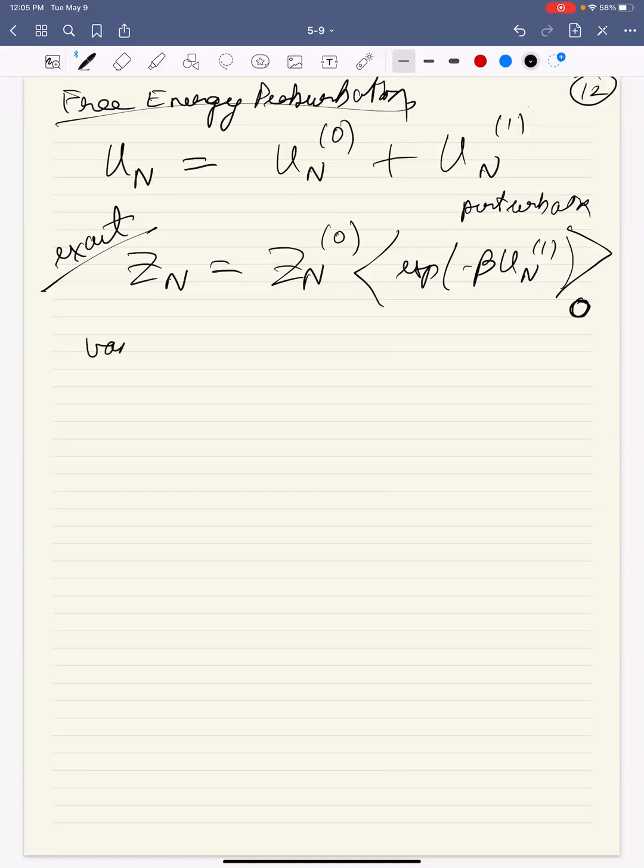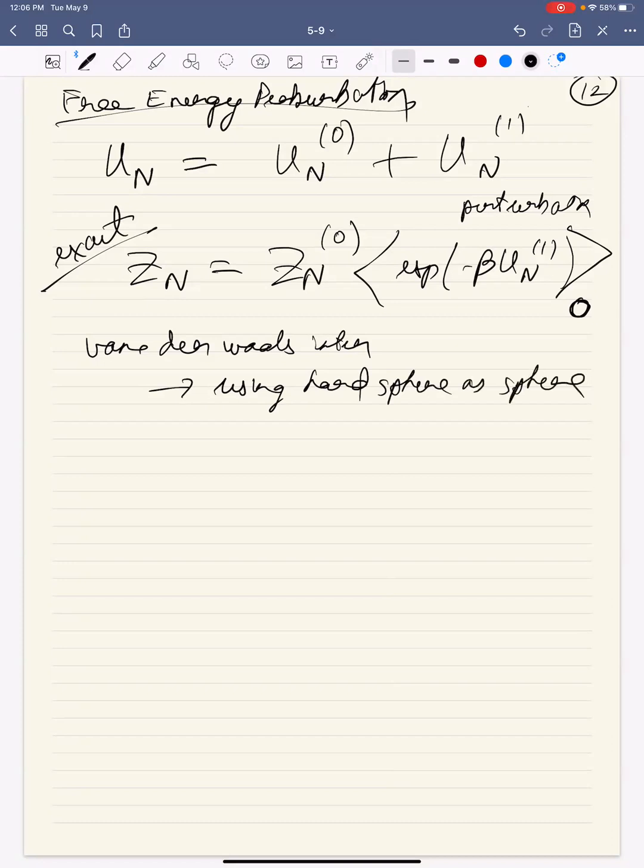We showed how we can get van der Waals interaction using hard sphere as a reference, right? We used hard sphere as a reference, we added some attractive interaction, and we got van der Waals. Hard sphere as reference plus attraction as perturbation.